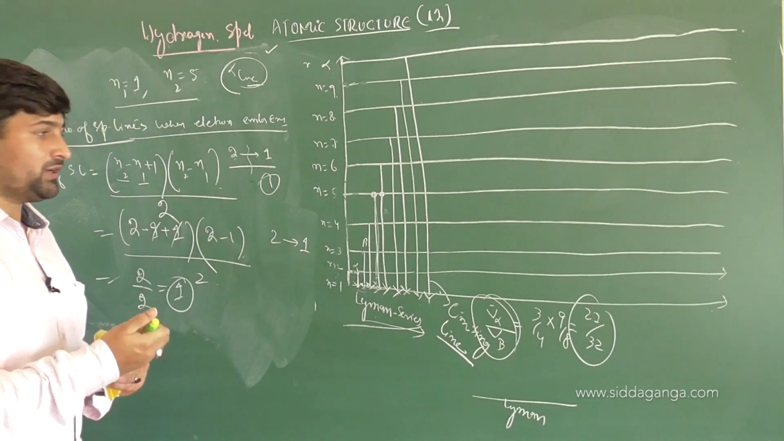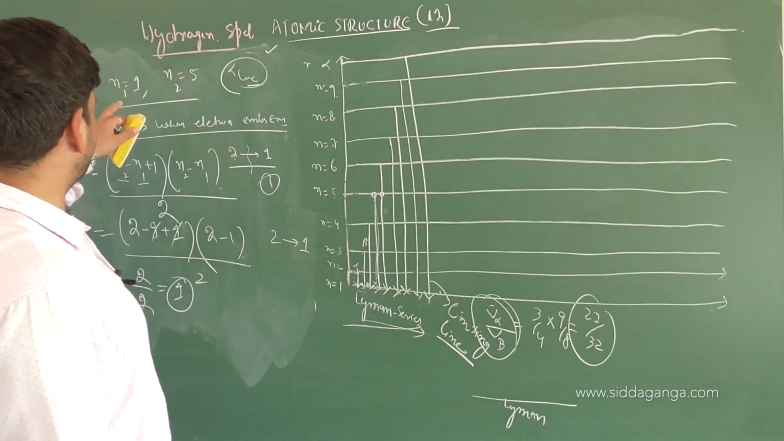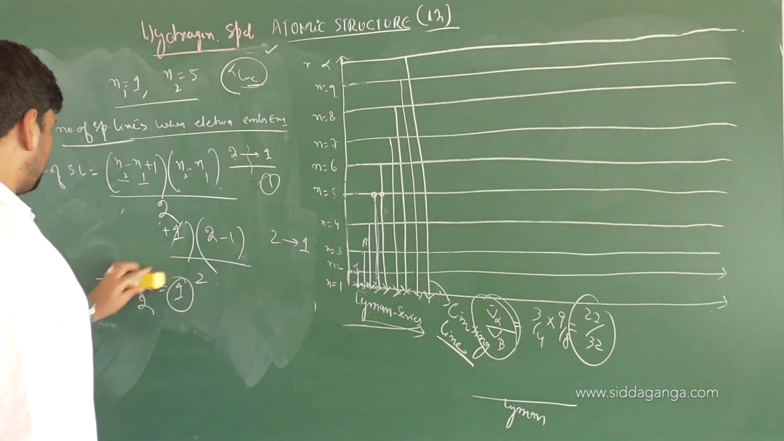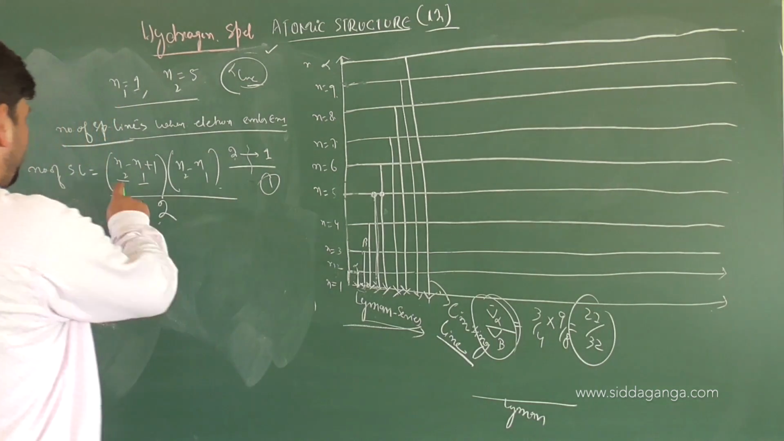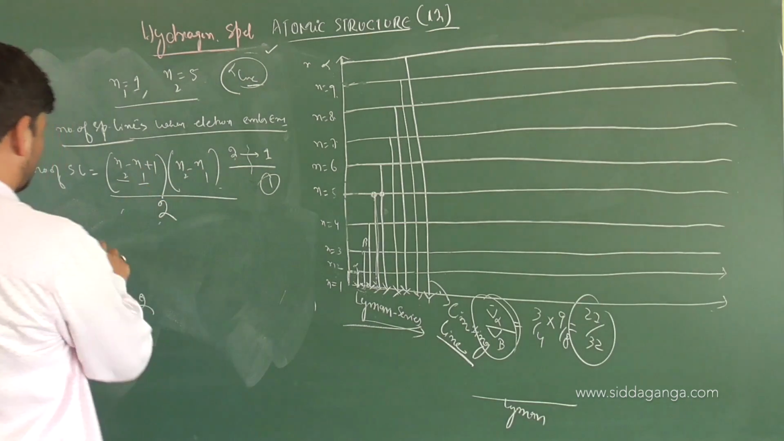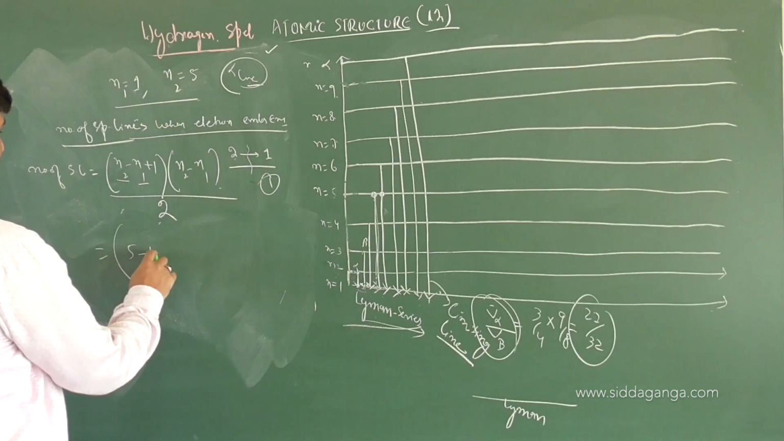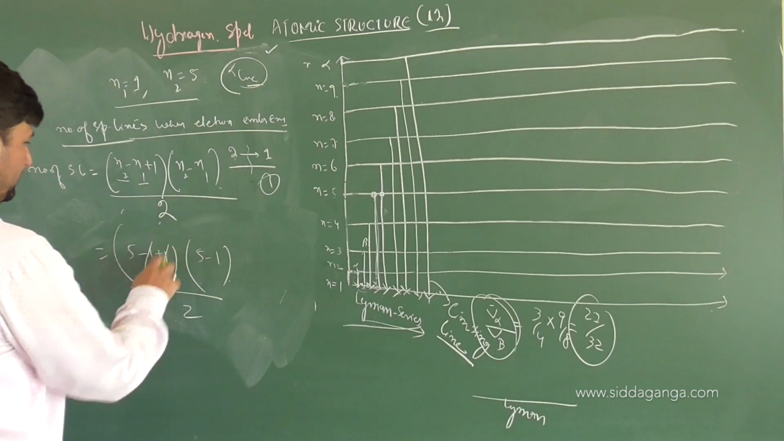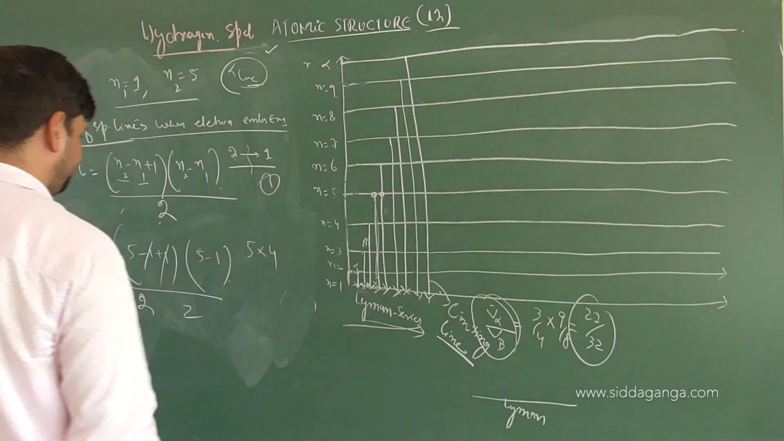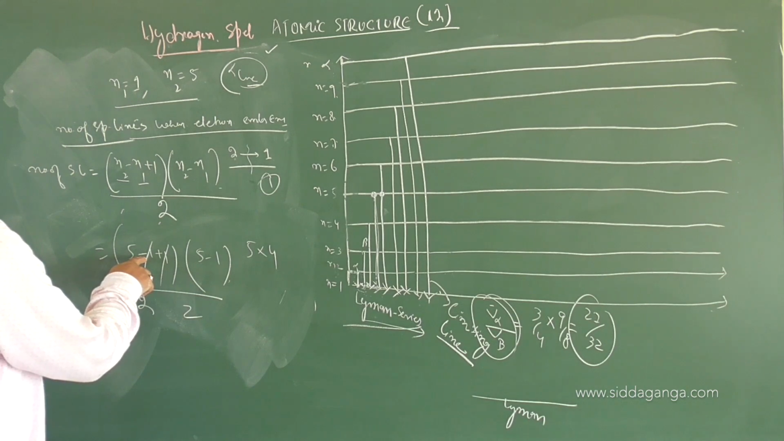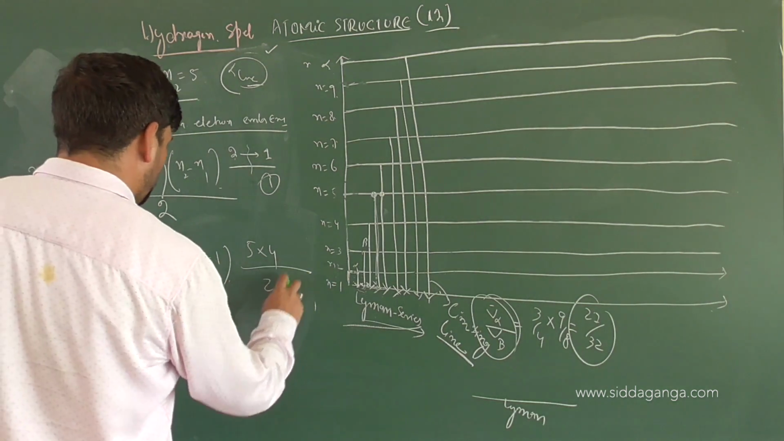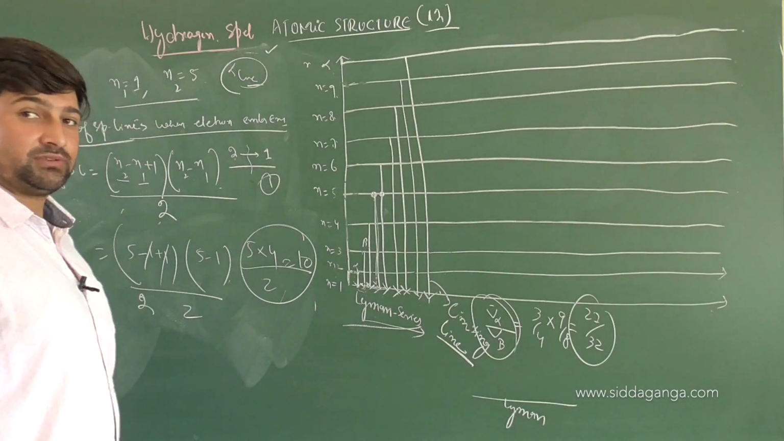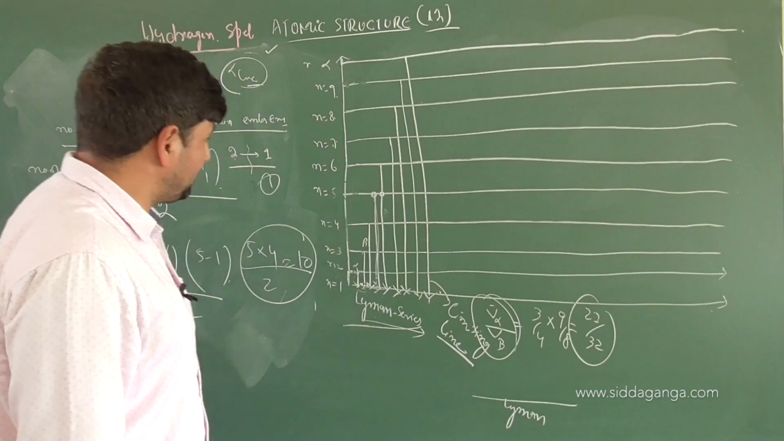It's very simple. Now if it is coming from 5 to 1, what I mentioned here, how can we calculate it? The number of spectral lines produced equals (N2 minus N1 plus 1) into (N2 minus N1) divided by 2. That will be 5 minus 1 plus 1 into 5 minus 1 divided by 2. That makes it 5 into 4, divided by 2. So how many lines are possible here? 10 lines.